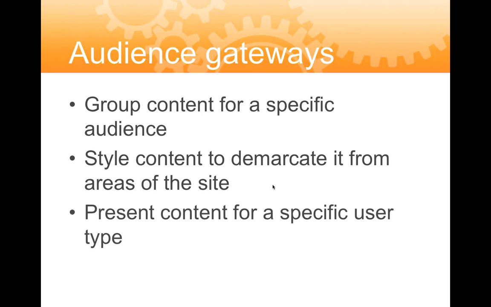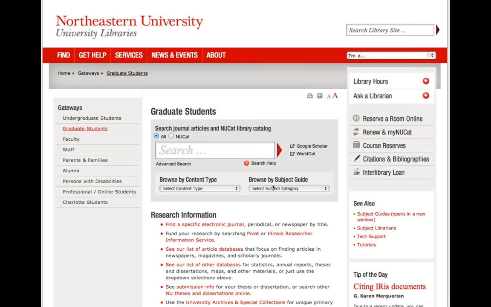We just implemented audience gateways on the Northeastern University Library site. This is a gateway for the graduate students. There's a whole set of gateways that you can see in the left-hand column. This particular gateway, for the treatment of this site, we didn't use a different look and feel. We set up a different page as a gateway for each of quite a large number of user types to maintain a specific set of content for each of the user types. It can almost become like a landing page or a home page for that user type within your website.